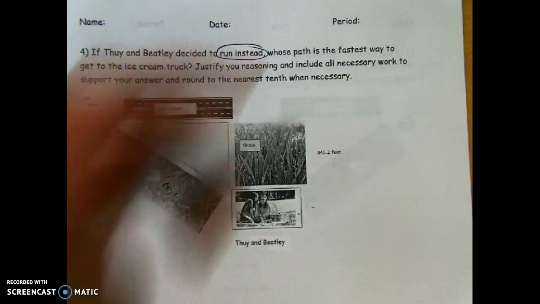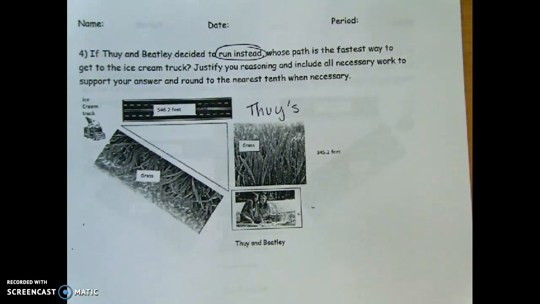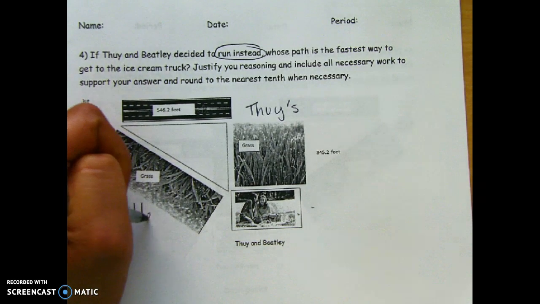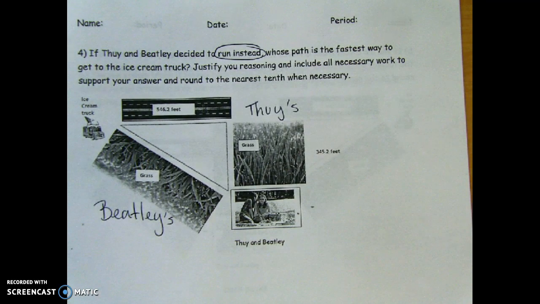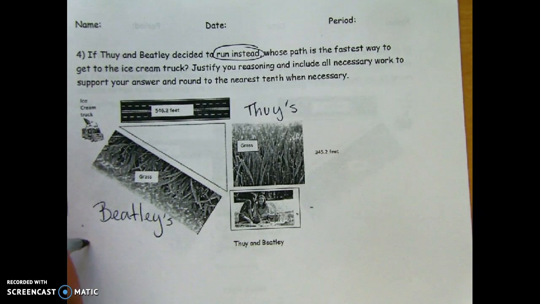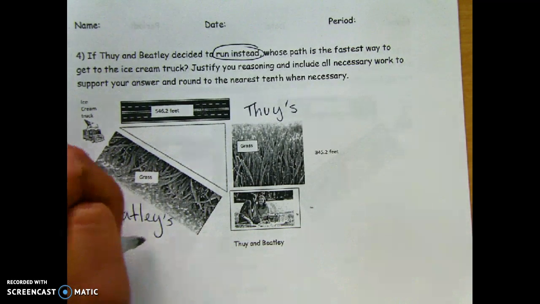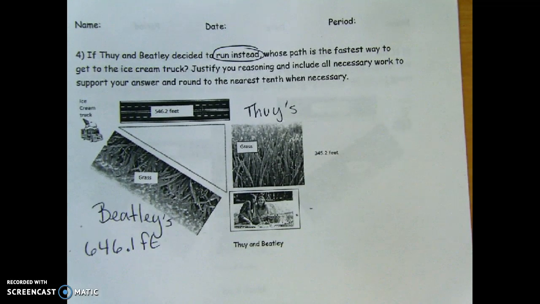One, let's go ahead and log Twee and Beatley's route. This is Twee's route, and this is Beatley's route. We want to make sure we are identifying whose route is which. On number 3, the one you just did, you found that Beatley's route was 646.1 feet when you did the Pythagorean theorem and found the hypotenuse.